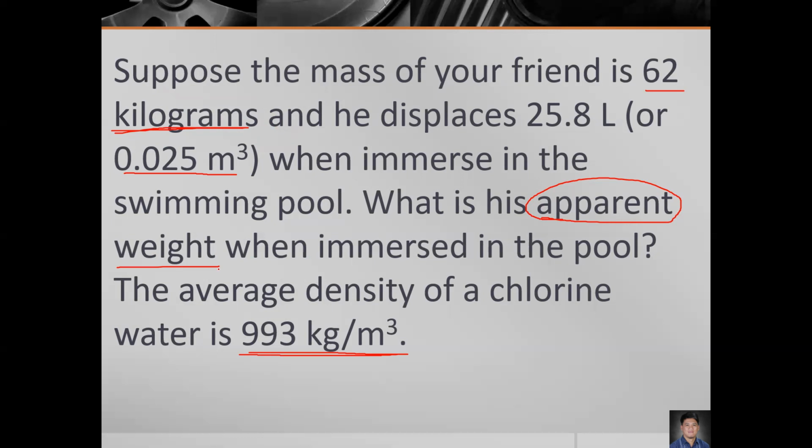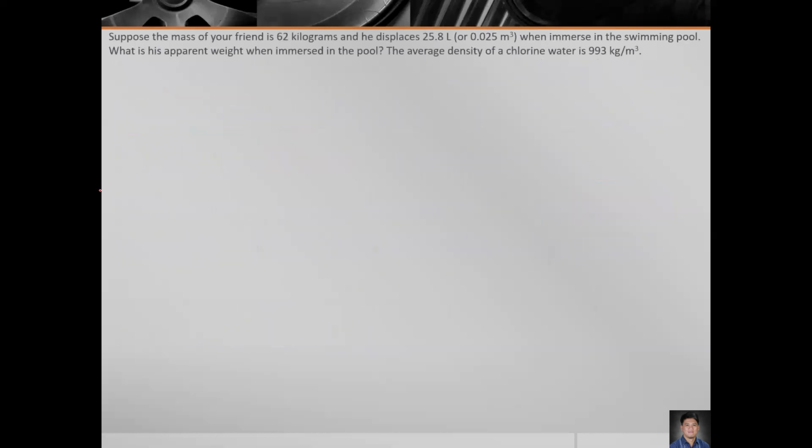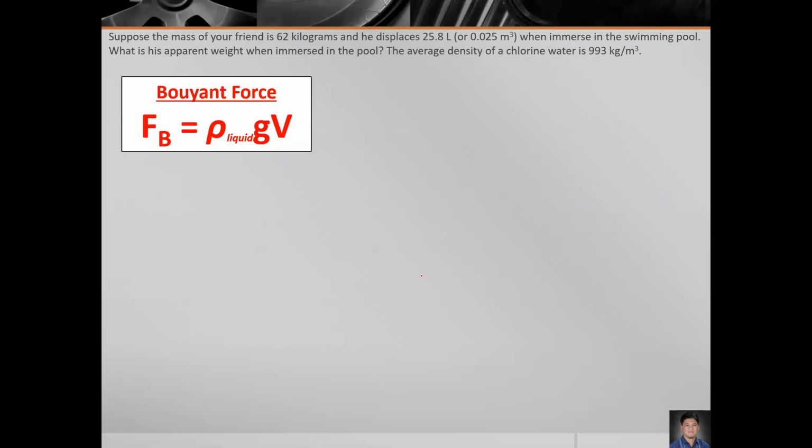But before that, since our given are the mass, the volume, and the density, we need to solve for its true weight and the buoyant force first before we can solve for its apparent weight. Okay. So let's solve first the buoyant force. So the buoyant force, using the density times gravity times volume.